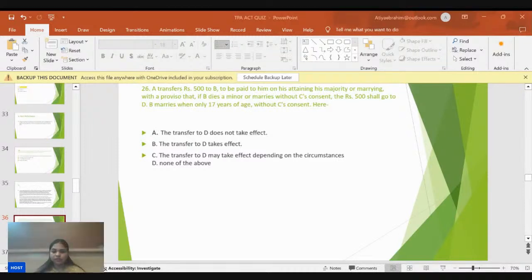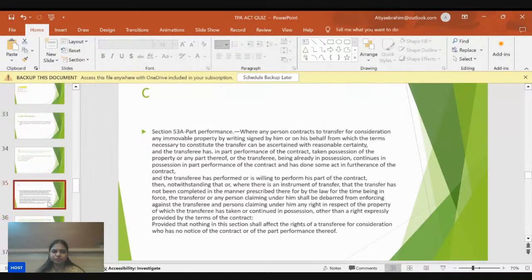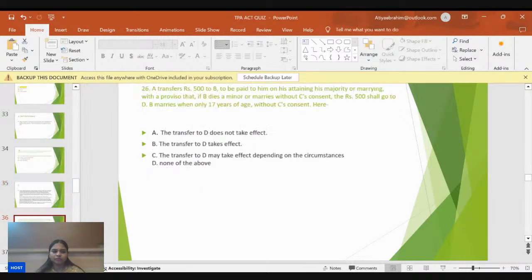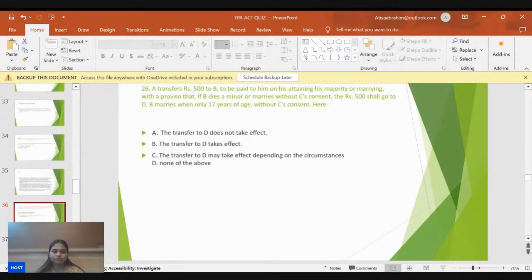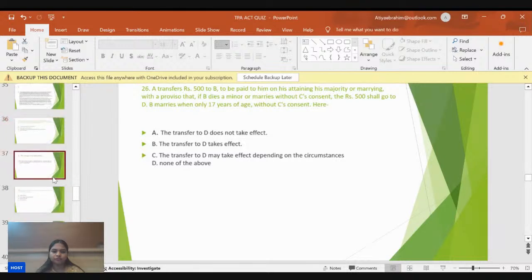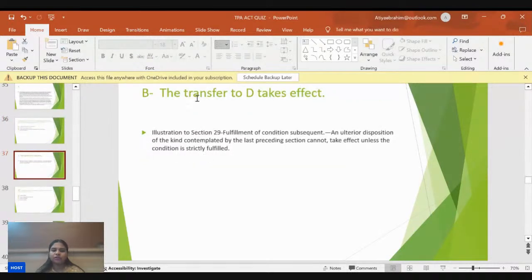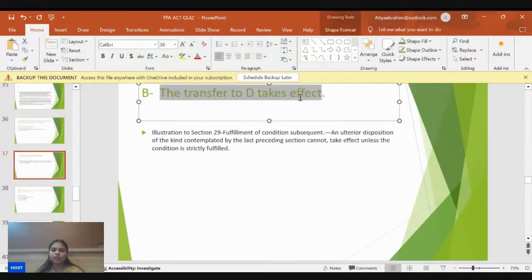Yes, what will be the answer here? The correct answer to question number 26 is, students, tell me. The correct answer here is B. The transfer to D will take effect. See section 29 and the illustration. Wait, I'll see if I can show you the section.